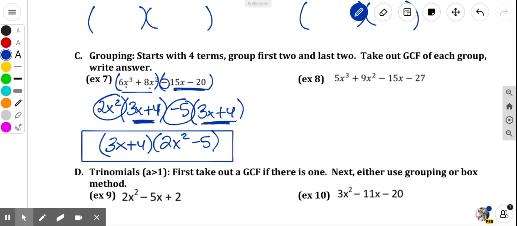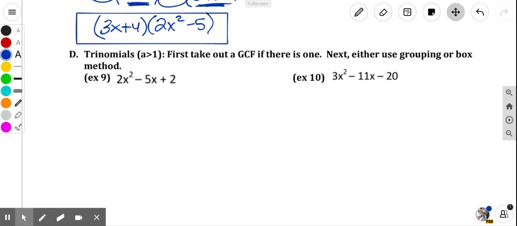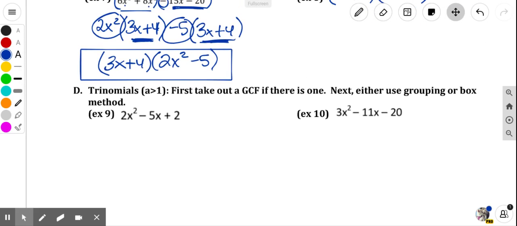And so that's it. So you guys are going to try number 8. You're going to group the first 2, group the last 2, take out the GCF, write your answer. We just have 2 examples left. So this is trinomials where a is greater than 1 and there's no GCF.